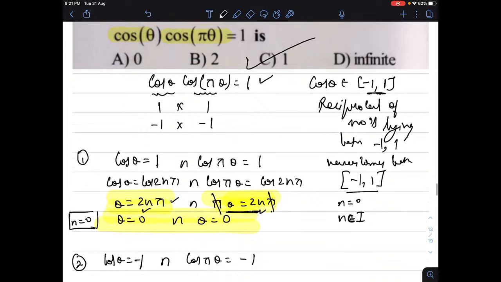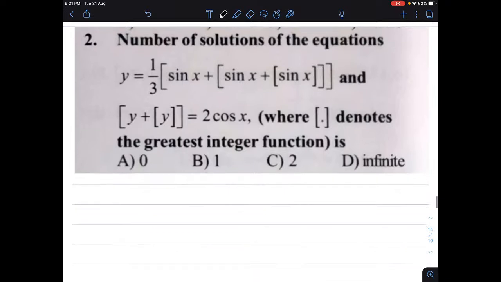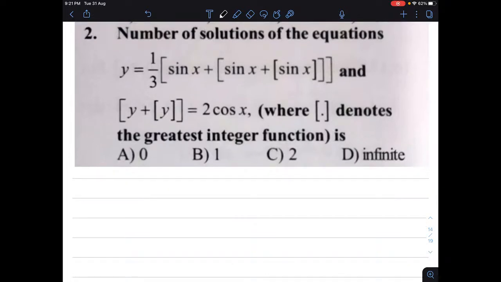Okay, so let's move on to the next question. This is a very important question. What is marked over here? This is the greatest integer function of sin x. Then sin x plus the greatest integer function of sin x, plus sin x plus the greatest integer function of sin x, plus the greatest integer function of sin x, with 1/3 in front of it, is y. Great, wonderful.